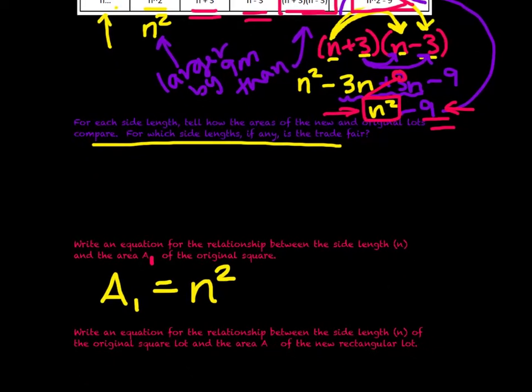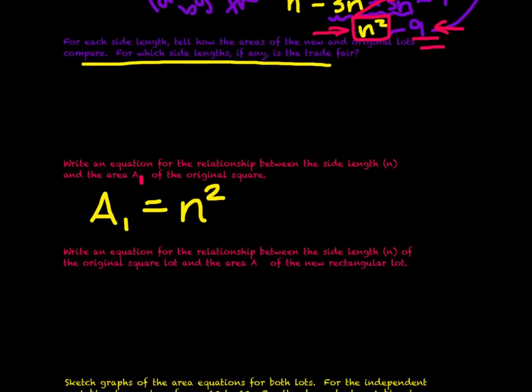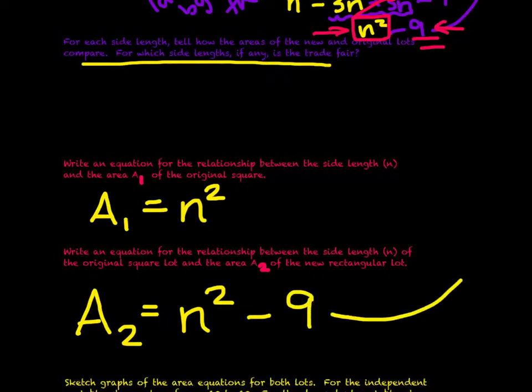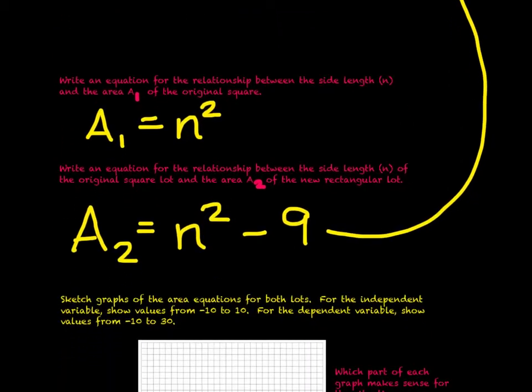Now we also need to do the same thing for the next one. We need to write an equation for the relationship between the original side length of the square lot and the area A2 of the new rectangular lot. So we have A2, and we still have that original square, but we're just going to be subtracting that 9. So it's going back to our work that we did up in the table, so we can see how the original lot compares to the new lot.